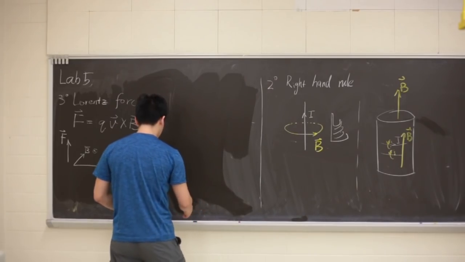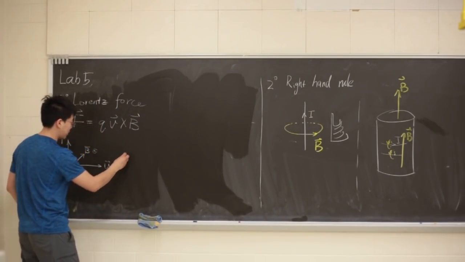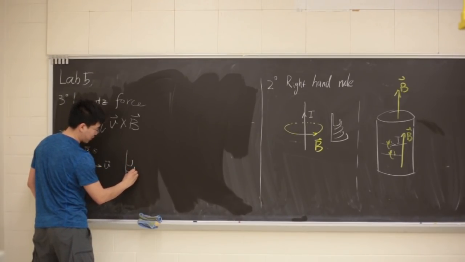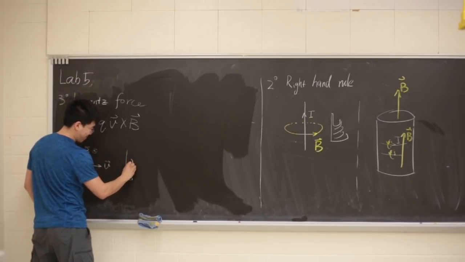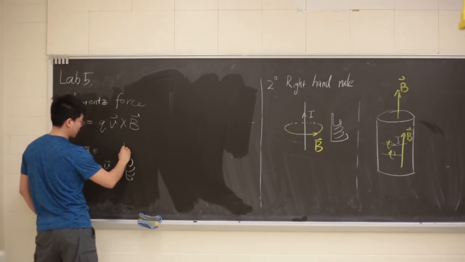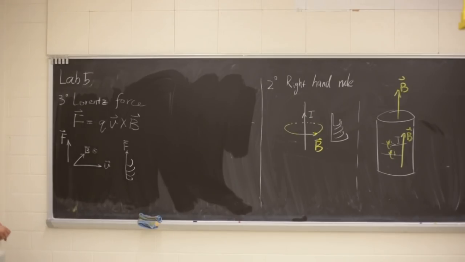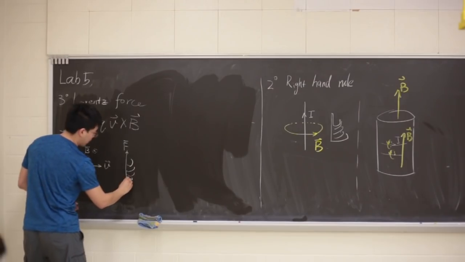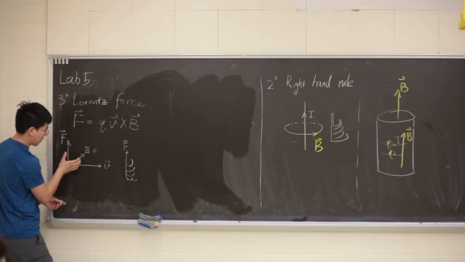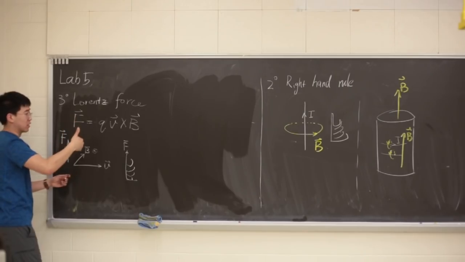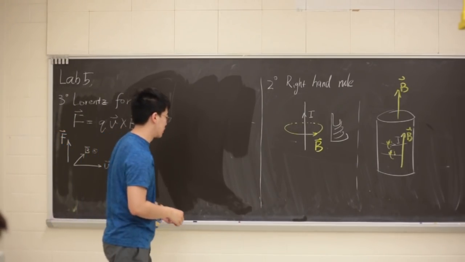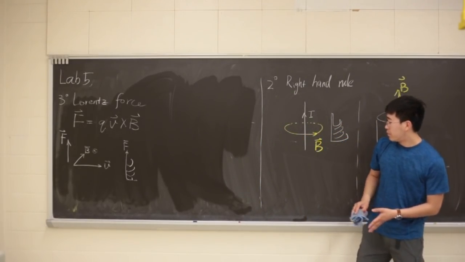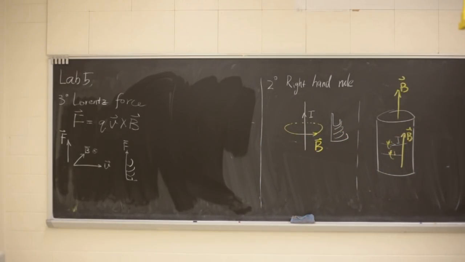I don't know if there's any better way to illustrate it by drawing, but it's better than just drawing a really poorly constructed hand like this. Force. So wrap around first the velocity, and then cross to the B field, and then that's the force. That's the product, the orientation of the force. That's another right hand rule.